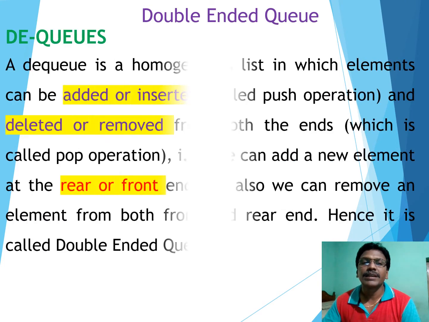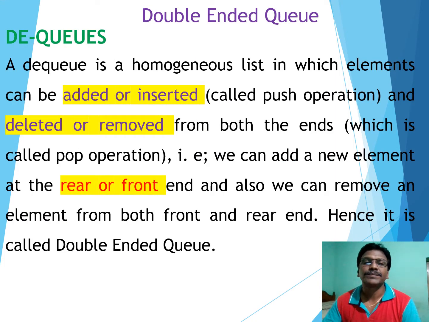I would explain about double-ended queue, that is also called a DEQ. A DEQ is a homogeneous list in which elements can be added or inserted. The add or insert operation is called a push operation, and delete or remove from both ends. Insertion and deletion can be performed at both ends. The deletion is called a pop operation.